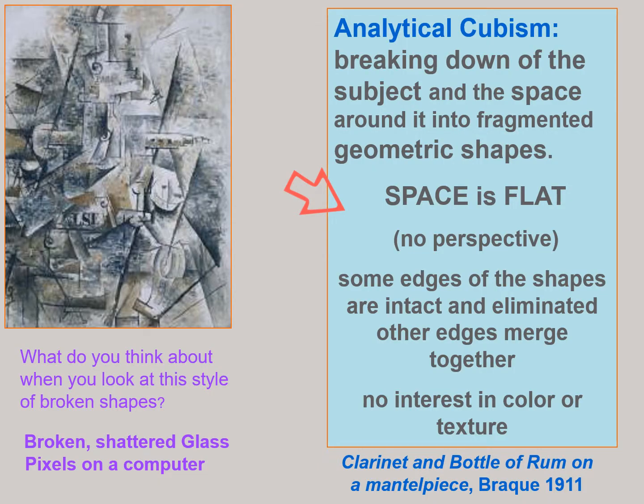One type of cubism is analytical cubism. This is where the artist would break down the subject into fragmented geometric shapes. The space that they portrayed was flat. There was no perspective, no depth within the painting.